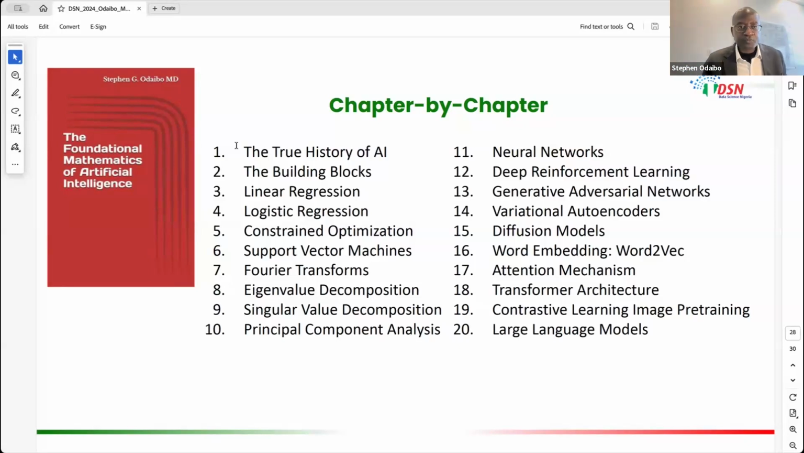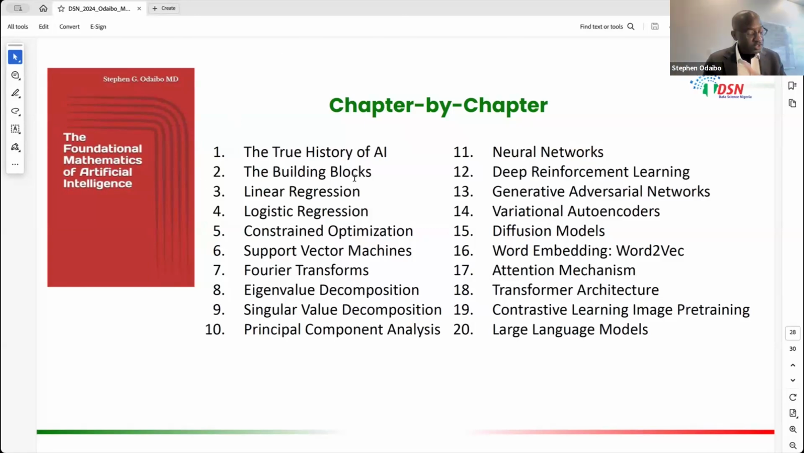What are these chapters? Chapter 1, the true history of AI. You will notice that the historical context is always so important. Why? Because when you're asking yourselves, who came up with this? What was the actual problem they were solving? You don't see that everywhere, and I've noticed that is so informative in terms of just informing what these mathematical constructs are, where they came from, what was the actual intent. You get a deeper level of understanding. So that was the first chapter.